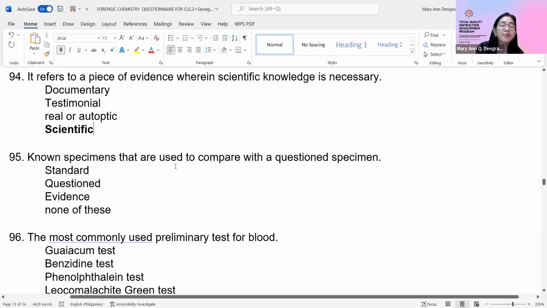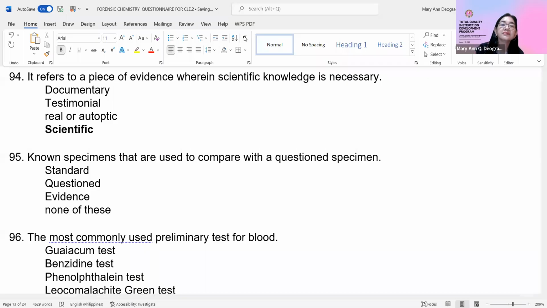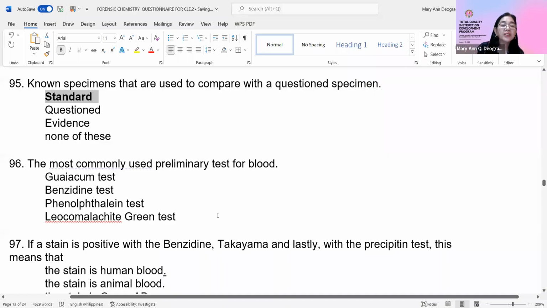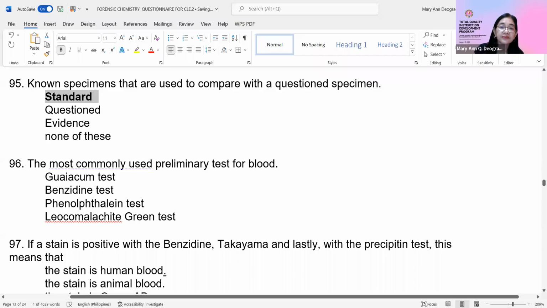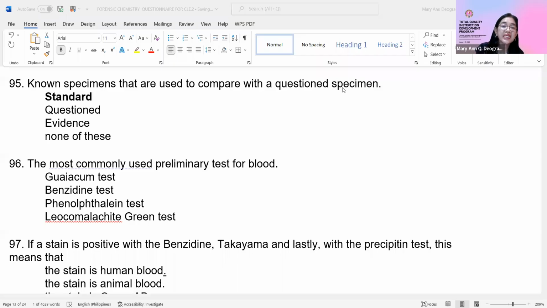Okay. Known specimens that are used to compare with a question. Is it standard, question, evidence? Standard. Yes. So, known specimen is called the standard. Usually, nanggagaling sa victim yan. How about number 96? The most commonly used preliminary test for blood. Alin sa apat yung laging kalimitan ginagamit? It's the benzidine. Yes, it's letter B.